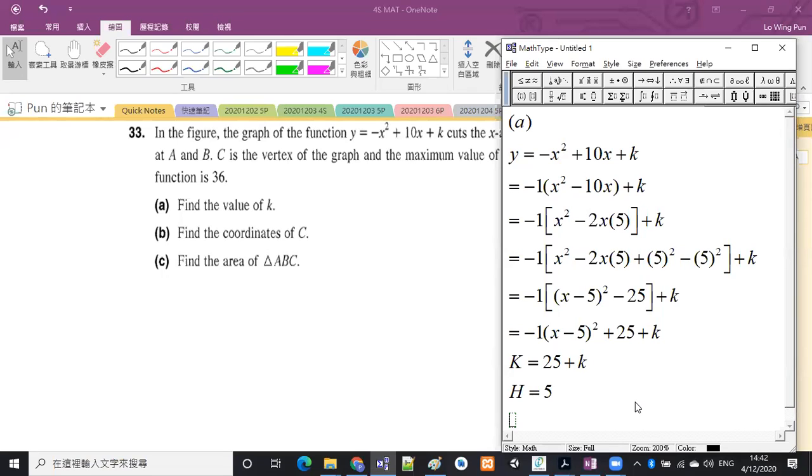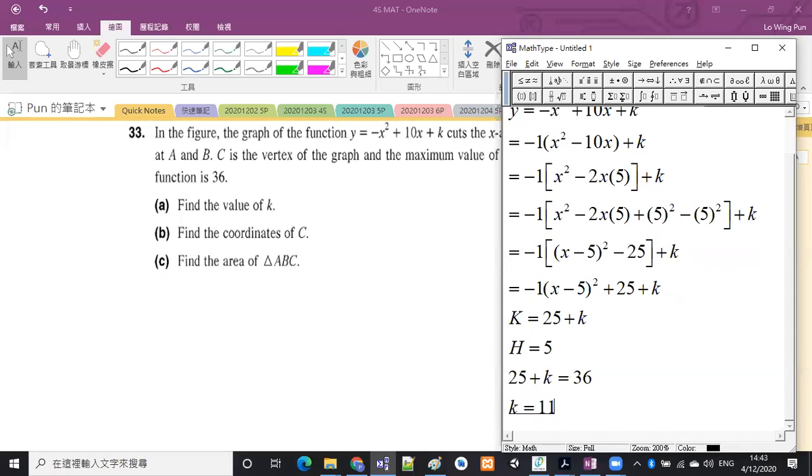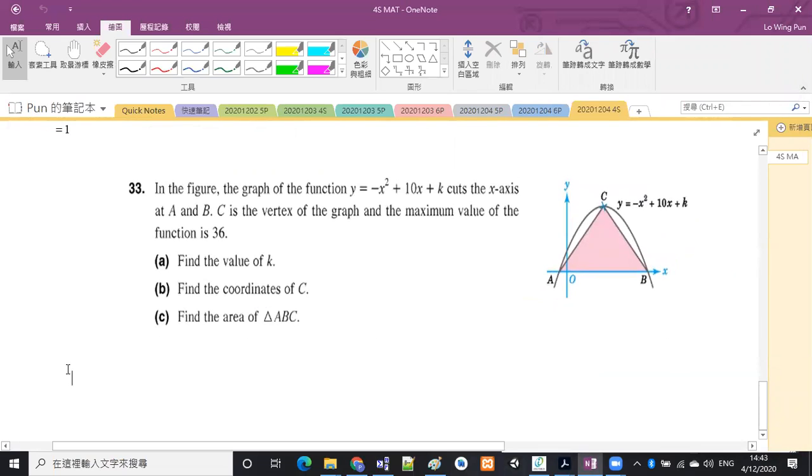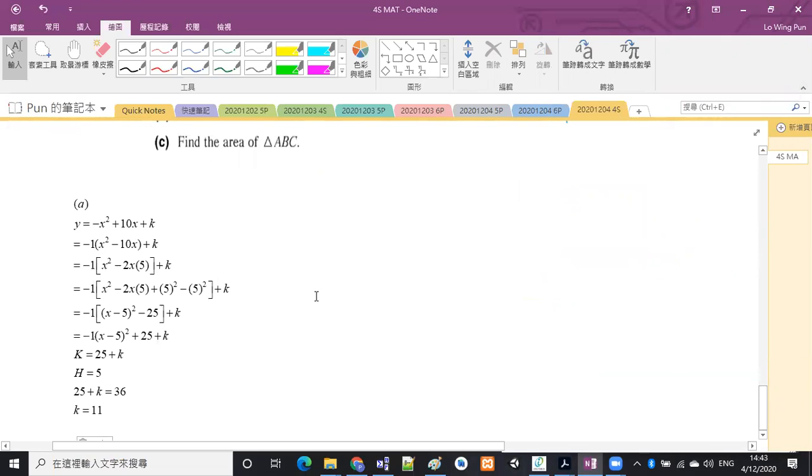But you remember that the maximum value will be the k value, right? Therefore, I need to put my k value to be equal to 36. Okay? So we can find the value of k to be 11. And that is how we can do part A. Okay? So let me copy this into here. Part A will be like this.